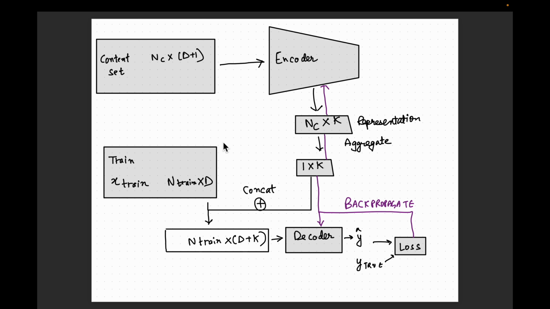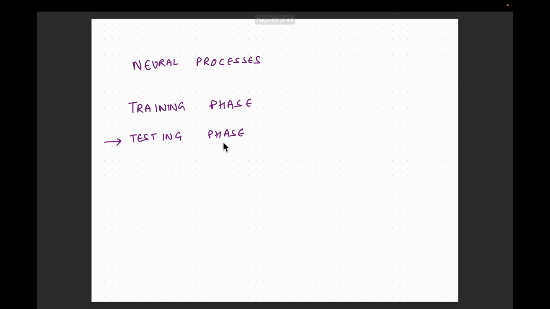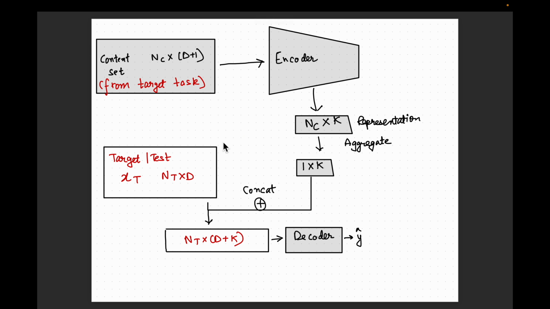We backpropagate. At test time, we do pretty much the same. We start with the context set, pass it to the encoder, and learn the new k-dimensional features corresponding to this task. We append those features to the target inputs, d-dimensional target inputs, to get a d plus k-dimensional input representation. We pass it to the decoder and get a y hat.